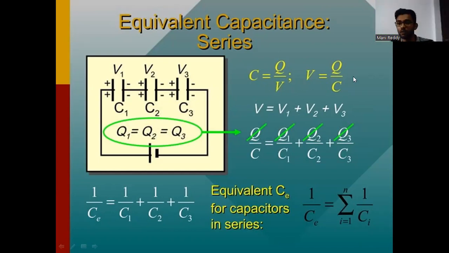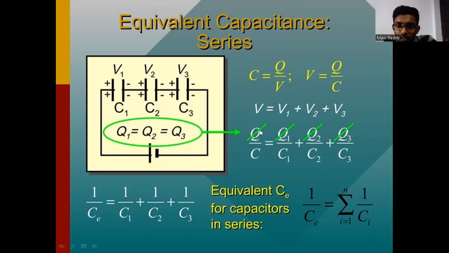Now it's clear. V equals Q by C. Substituting these values: V1 equals Q1 by C1, V2 equals Q2 by C2, V3 equals Q3 by C3. We all know that the charge on each capacitor is the same, so Q1 equals Q2 equals Q3 equals Q.